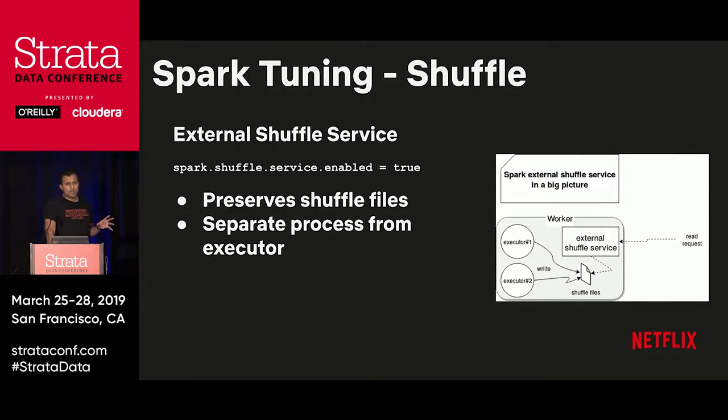This is a separate process from the executor, a separate process outside of Spark, and that is key also because it manages its own resources. There are lots of tuning parameters for this, so I would encourage you to take a look at shuffle more closely.